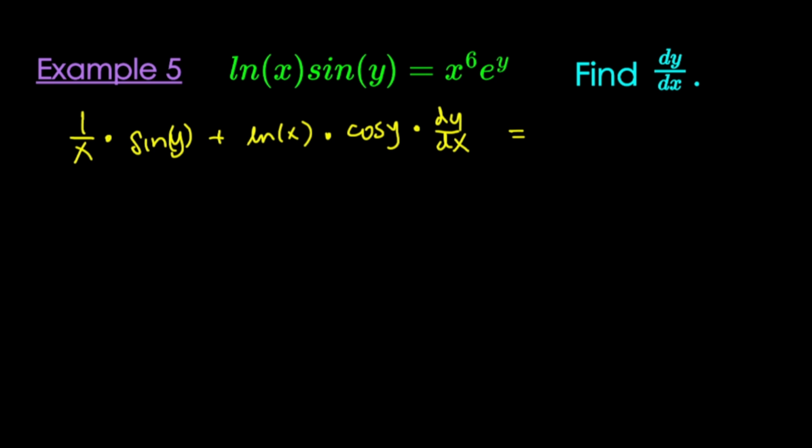equals. Now the right side is also a product, so we'll use product rule again. So the derivative of x to the 6th is 6x to the 5th, and we'll leave e to the y alone.